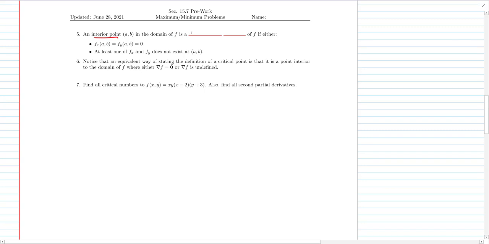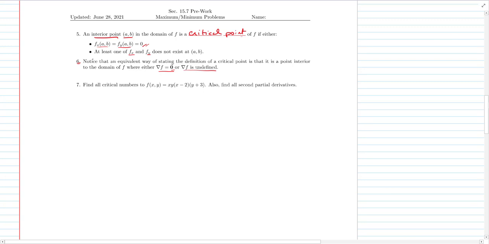Then we're going to say that an ordered pair is a critical point of the function f if either one of two things happen. Either both partial derivatives exist and they equal 0, or at least one of the partial derivatives does not exist at that point. An equivalent way of stating this is that a critical point is a point interior to the domain, either where the gradient is the zero vector, or where the gradient is undefined. So that's an alternate way of giving the definition of a critical point.